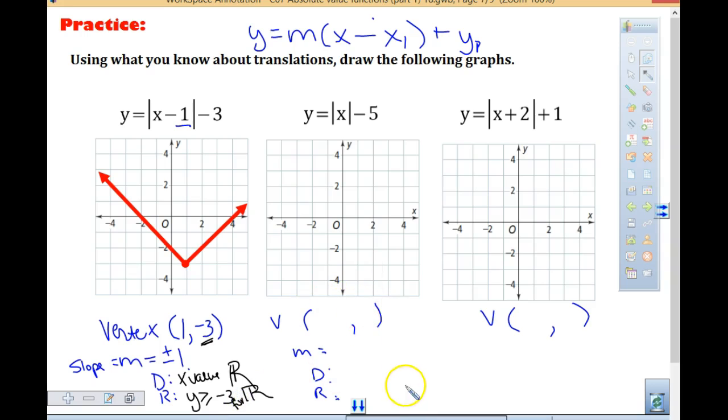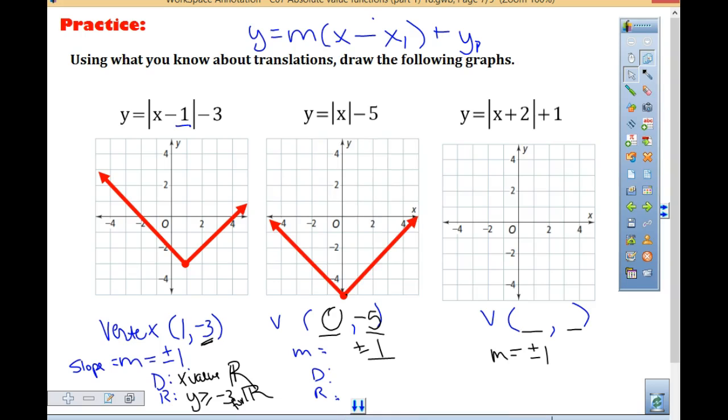So let's go, please, I want you to try the next two. Try your vertex. What do we know about the slopes on all of them? It's all 1 and -1. All of them are slopes of 1 and -1. So start with your vertex. If it helps you to think of point slope form, do that. I'm going to give you just a minute.